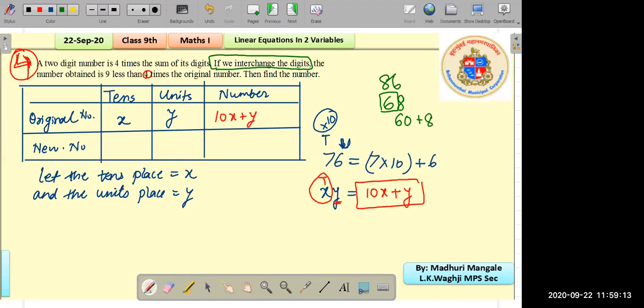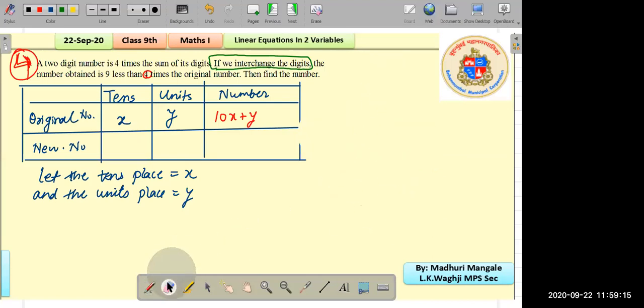So same way, we are going to interchange the digits in the table. So interchanging, the tens place will become y and the units place will become x, right? So now it's yx, where y is at tens place and x is at units place. Let us quickly multiply. So we are multiplying y with 10. That will make it 10y plus x. So the new or the interchanged number will be 10y plus x. Okay, good so far.